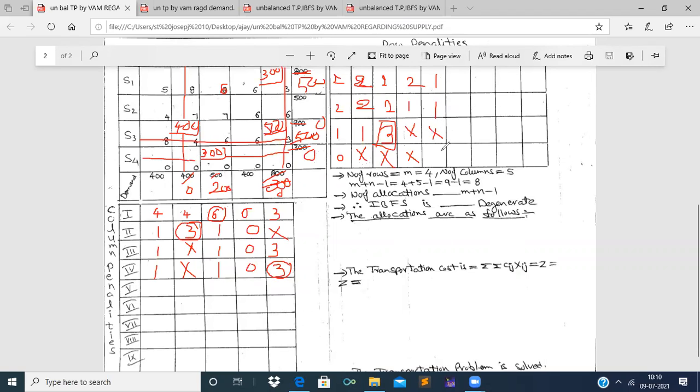And here we need not find out the row penalties. Here, see here 5 minus 4 is 1. And no need of finding second column penalties. And here 7 minus 6 is 1. And here 6 minus 6 is 0. And here no need of finding the fifth column penalty. Of all these, ones.